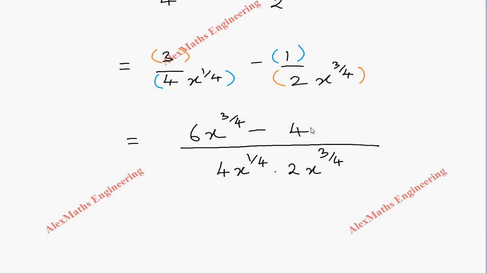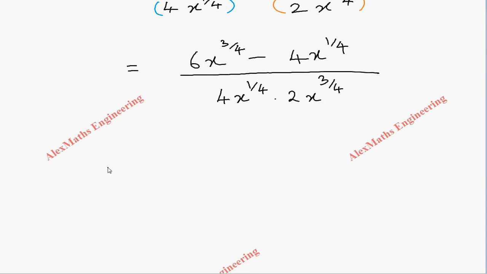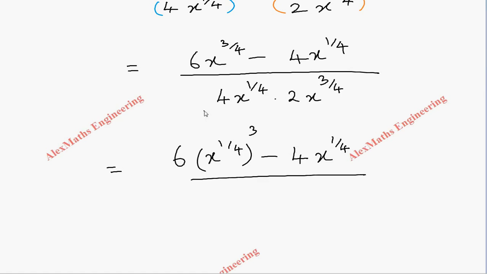So 4 x power 1 by 4. Then in the numerator we can write (6 x power 1 by 4) whole cube, because x power 3 by 4 can be rewritten like this, and the other term we can write as it is. In the denominator we can multiply the numbers first. 4 into 2 is 8, and when I multiply the x terms you have to add the power. So 1 by 4 plus 3 by 4.